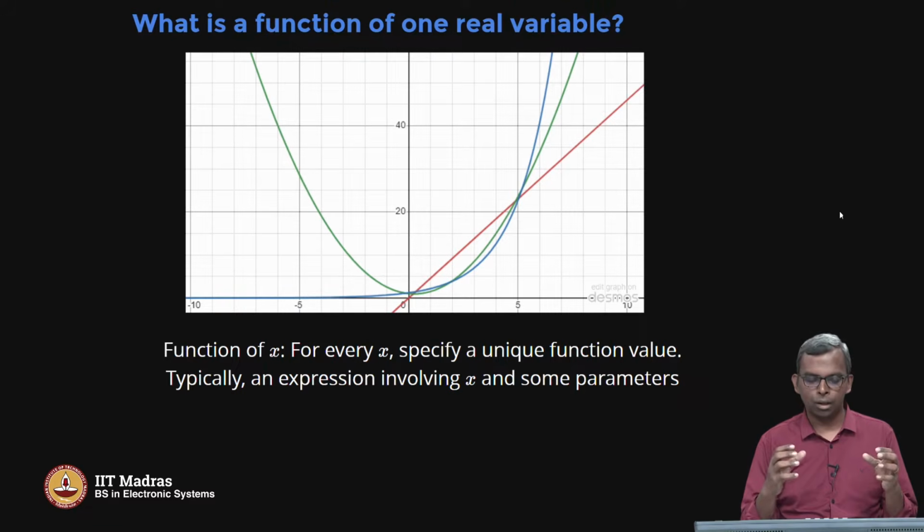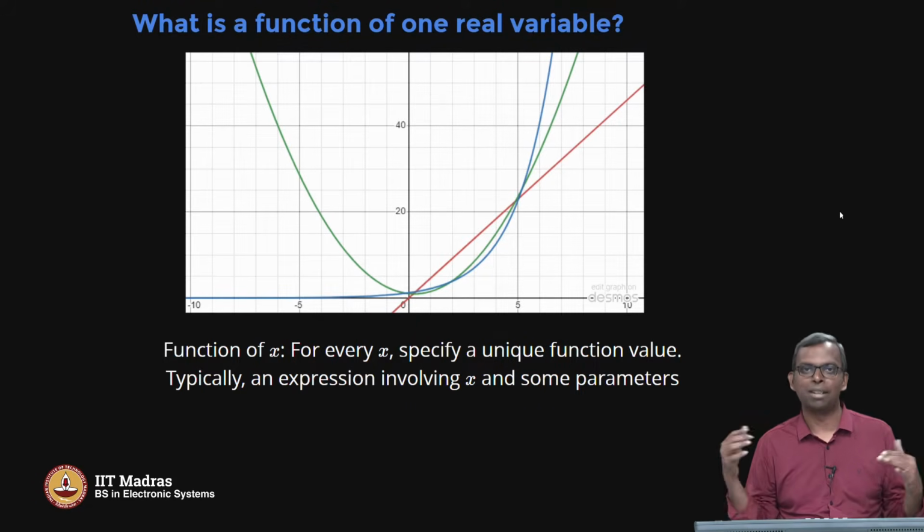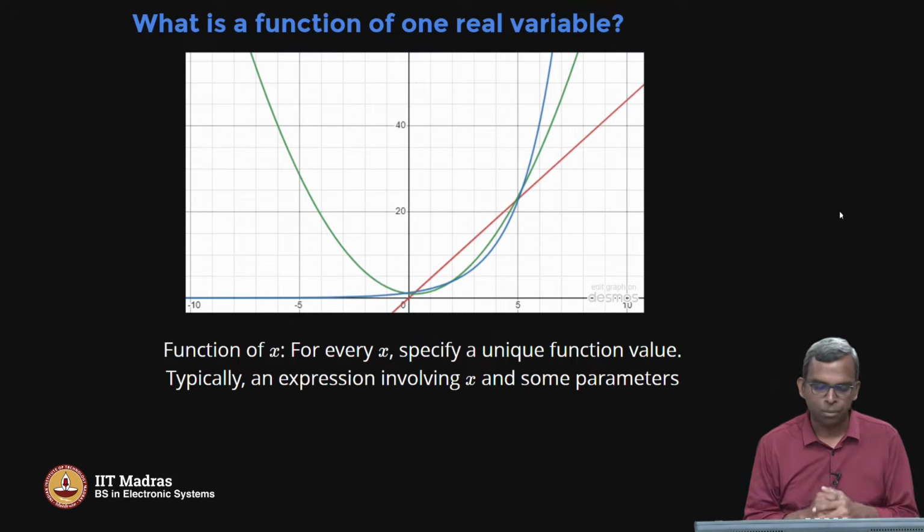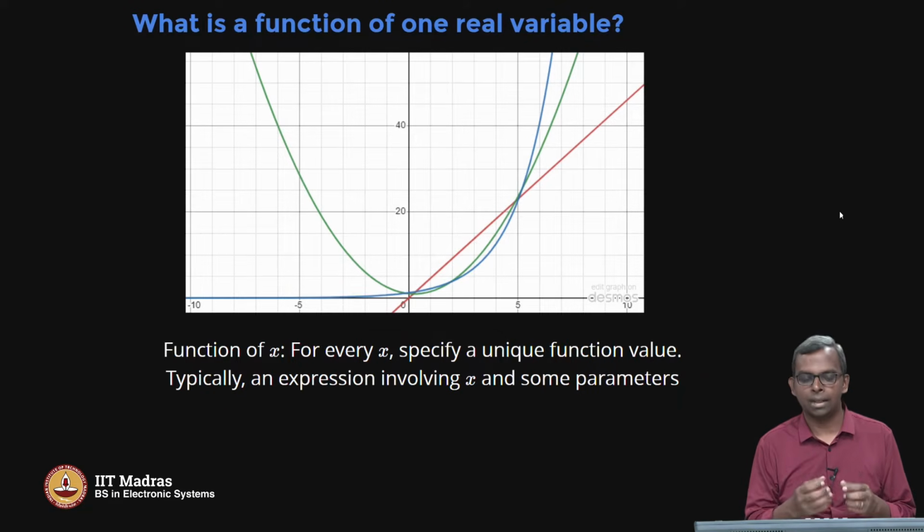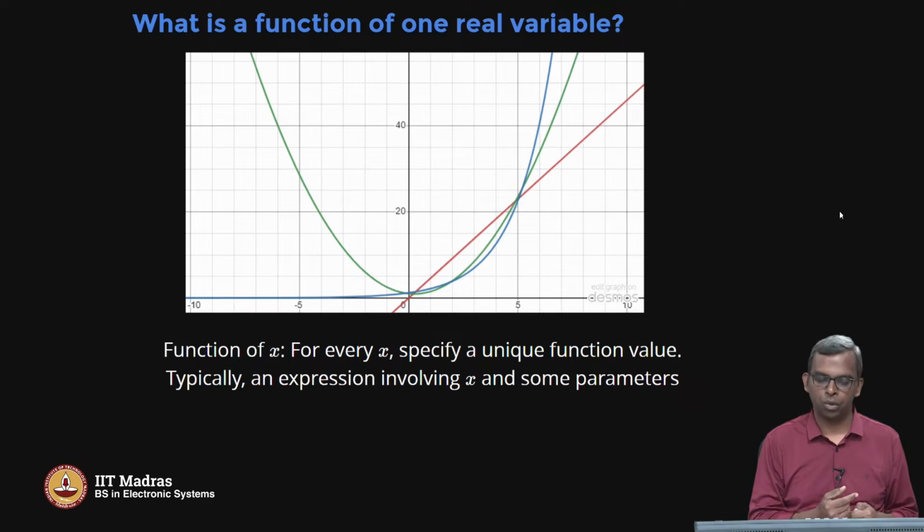So a function of x is defined in this fashion: for every value of x, which is called the independent variable or the input to the function, you have to specify a unique function value, or the output from the function. The function takes as input a value x, small x, and that input is a real number, and for every real number x you have to specify what should be the function value, right?